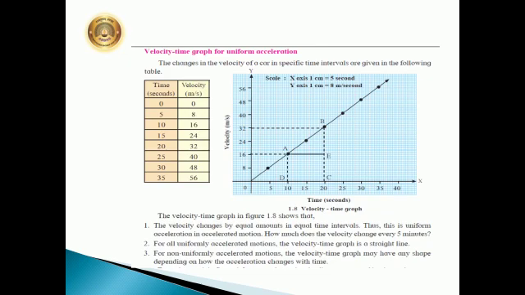Now let us see the graph. The velocity changes by equal amounts in equal time intervals. Thus, this is uniformly accelerated motion. Now from the graph, we can determine the distance covered by the car between the 10th and the 20th second. Look at the table, 10th and 20th second, as we did in the case of the train. The difference is that the velocity of the car is not constant, but it is continuously changing because of the uniform acceleration. In such a case, we have to use the average velocity of the car.